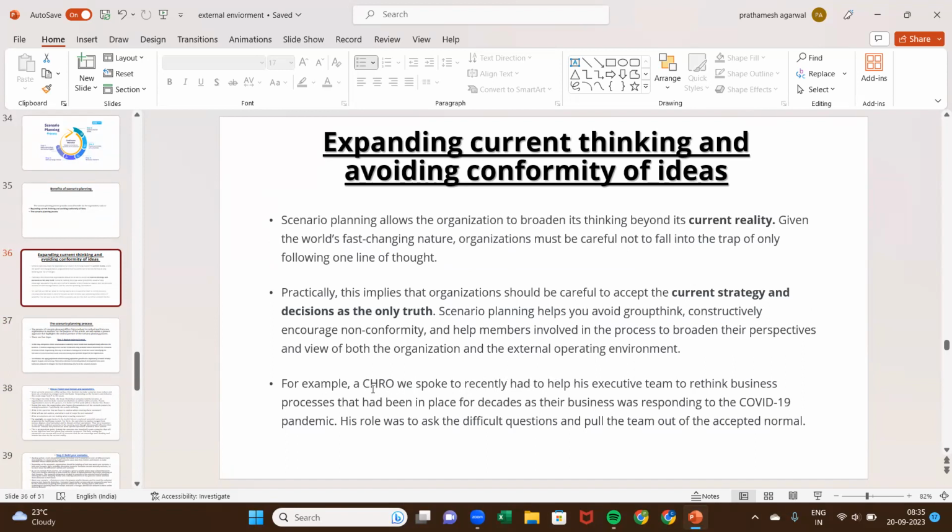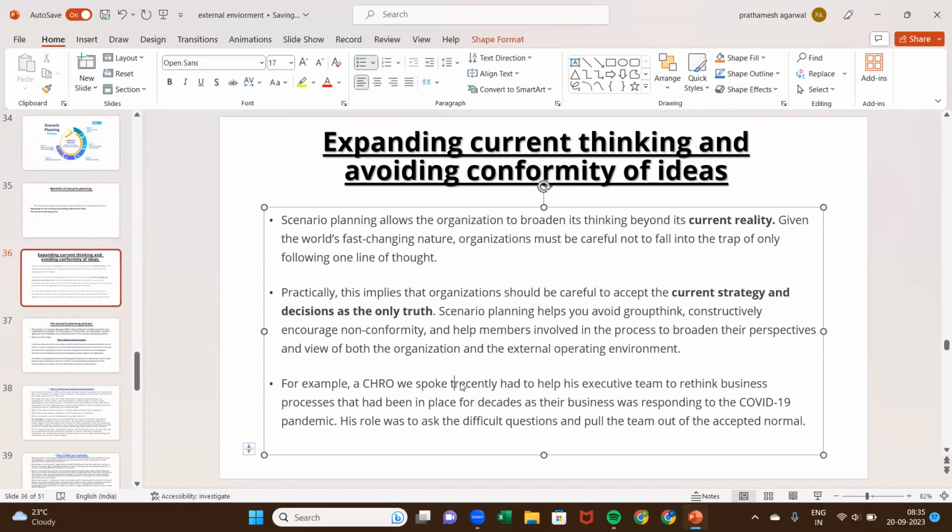For example, a CHRO we spoke to recently had to help his executive team rethink business processes that had been in place for decades. This business process was quite old and they needed some changes as the business was responding to the COVID-19 pandemic. His role was to ask the difficult questions and pull the team out of the expected normal. So a pandemic coming to the new normal was a very challenging situation for all the CHROs.